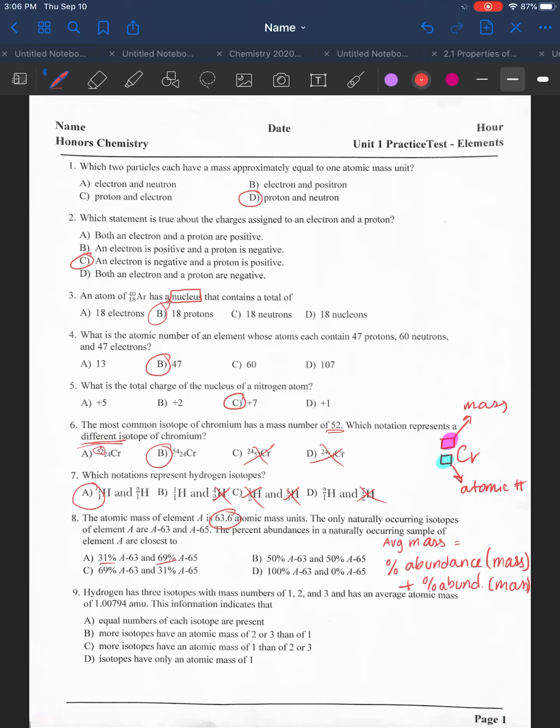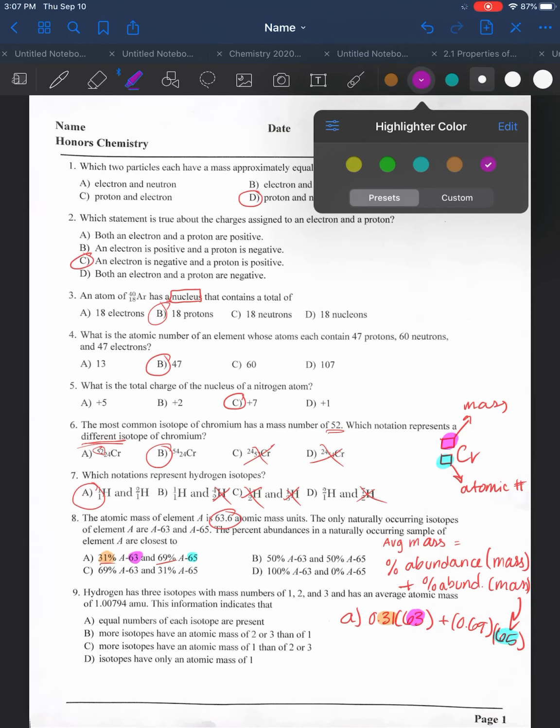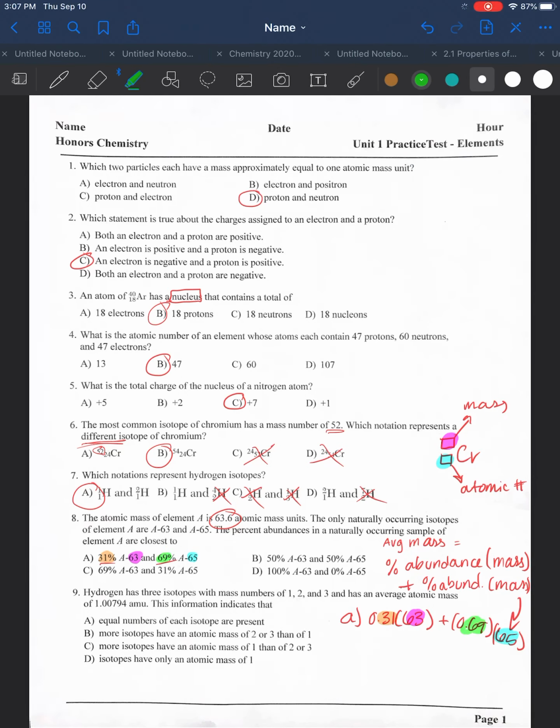So how I would do it is I would do percent abundance. So if we started with option A, that would be 0.31 times 63 plus 0.69 times 65. And where I got those numbers would be 63 is the mass here, 65 is the mass here, and then 31 is the percent here, and 69 is the percent here. So I just plugged all of those into this equation. I would keep doing that for options A, B, C, and D until I find the one closest to 63.6, which is C.